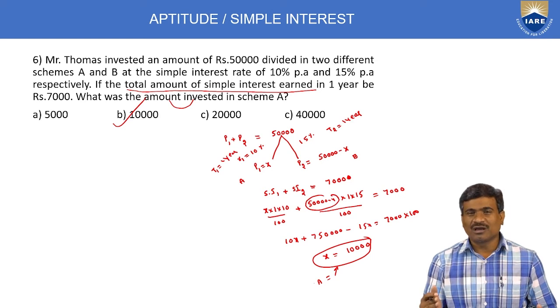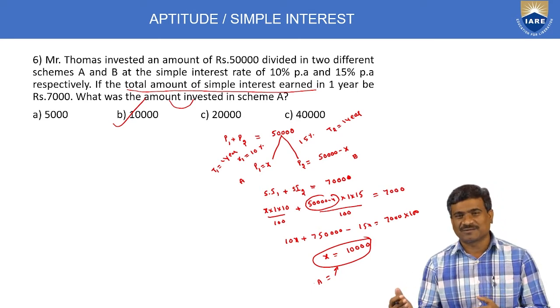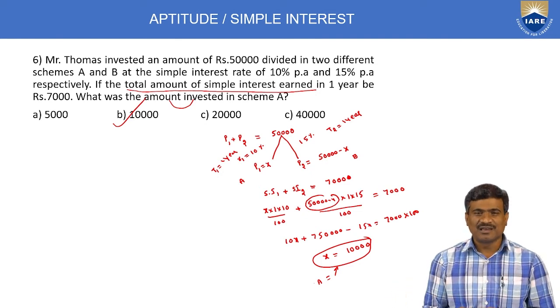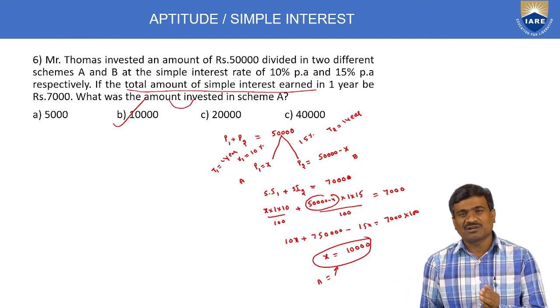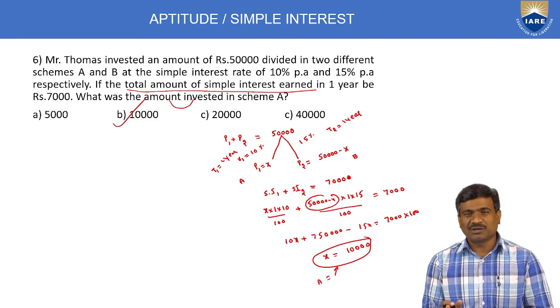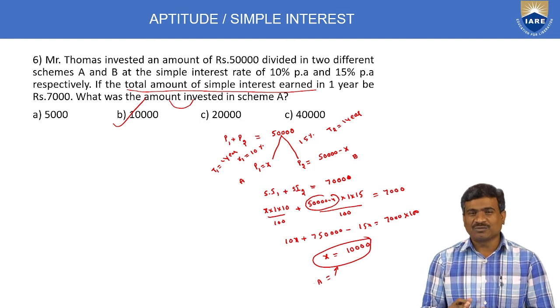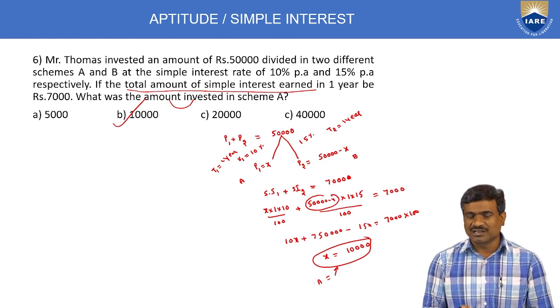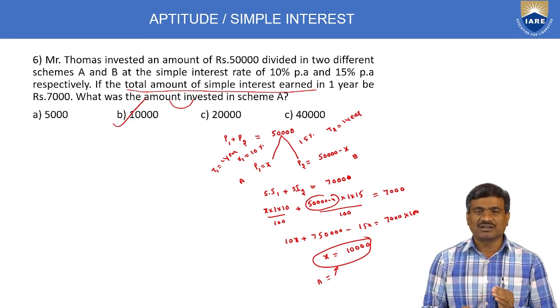Total income, or total amount of simple interest, means total interest. The two schemes' total simple interest is 7,000. Here SI1, P1 T1 R1 by 100, plus P2 T2 R2 by 100 is equal to 7,000. In that equation calculate X. Suppose we calculate scheme B principal amount: 50,000 minus X, rupees 40,000. Scheme B is 40,000, scheme A is 10,000.